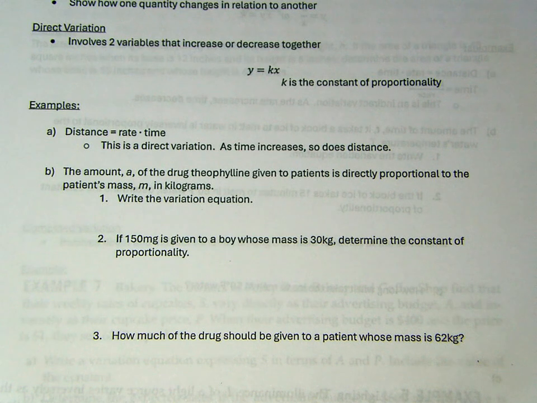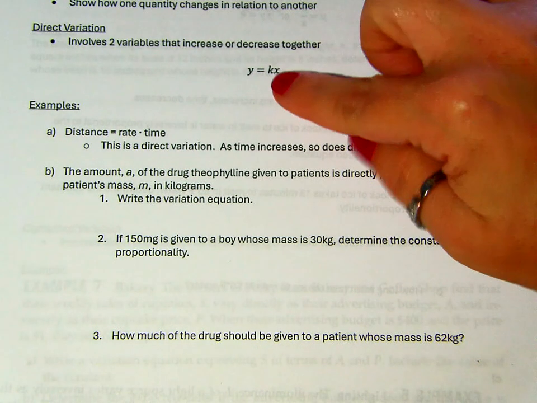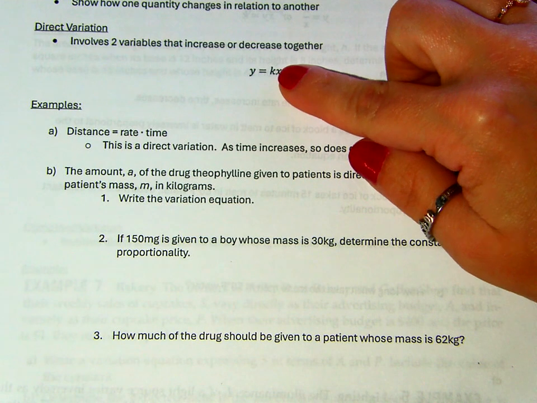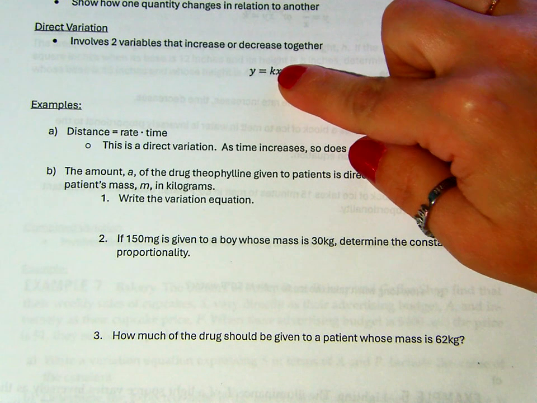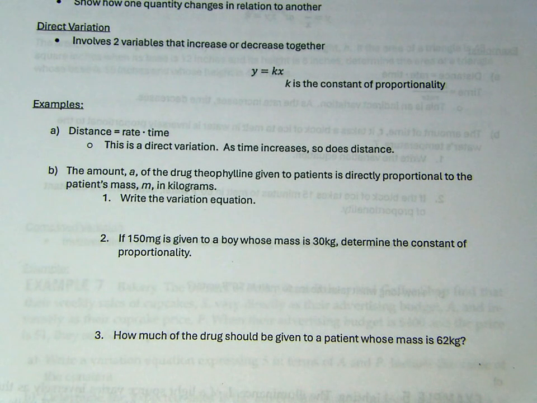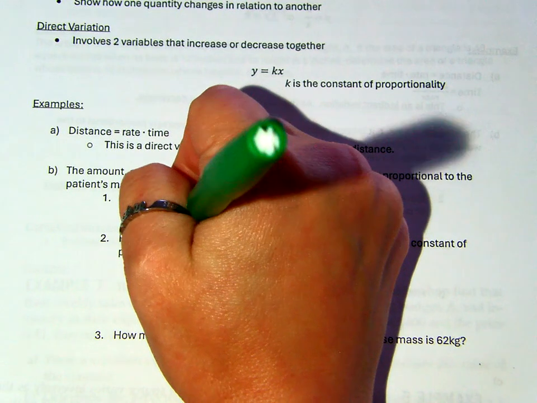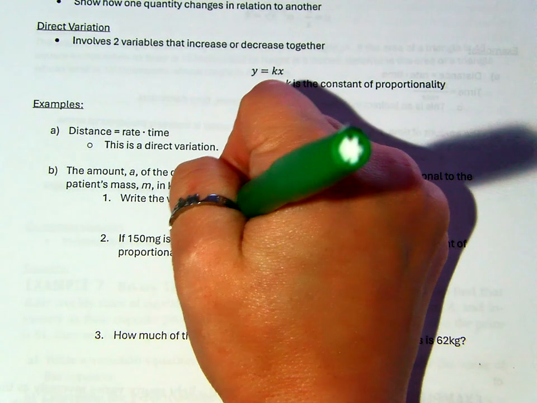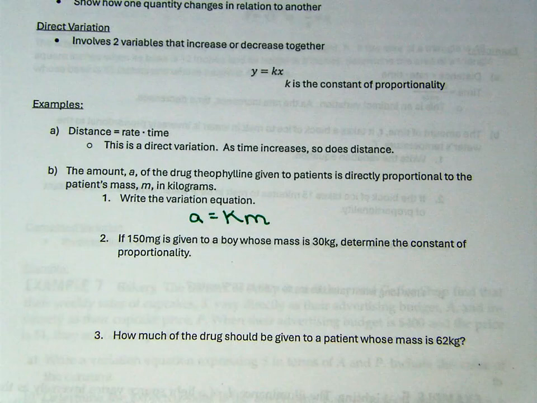The first thing we have to do is we write a variation equation. You're going to use this really general format to write the variation equation. So here's how it's going to look. The amount of the drug that we give is dependent upon the rate of proportionality times the mass of the person. We don't know what that rate is yet. This is just a very generalized example, a very generalized equation, because at this point we've got three different things we don't know, and that's not very helpful.